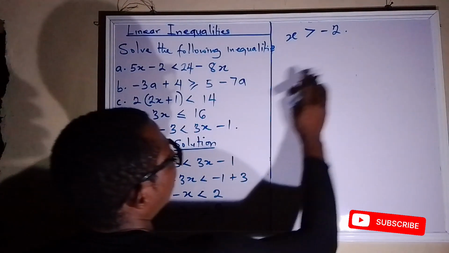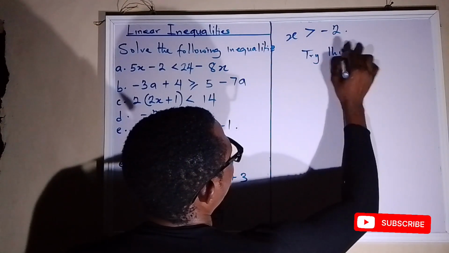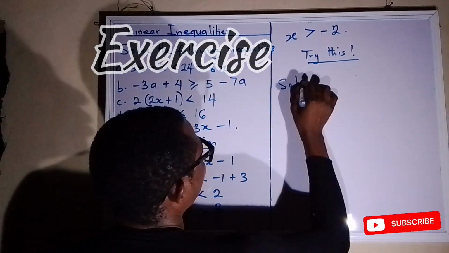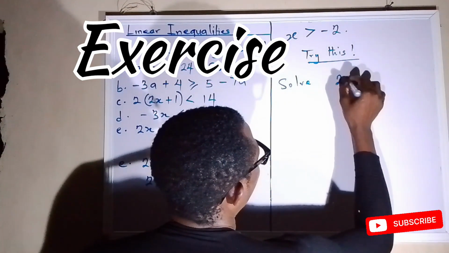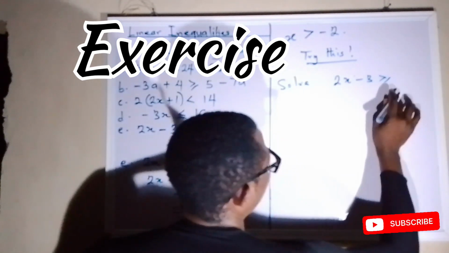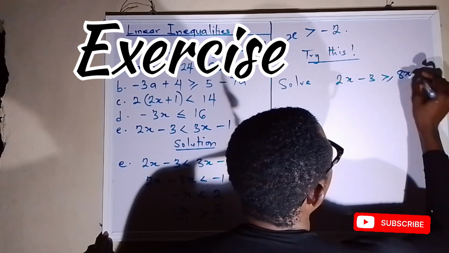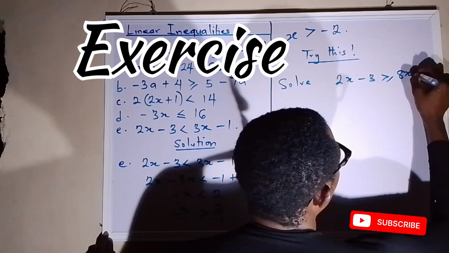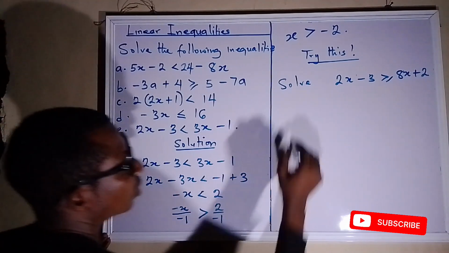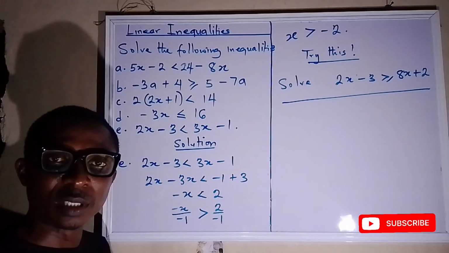Now, can we try this? Try this. Solve 2x minus 3 greater than or equals to 8x. Okay, now let's solve this question. Solve this question and let me have your answer in the comment section.